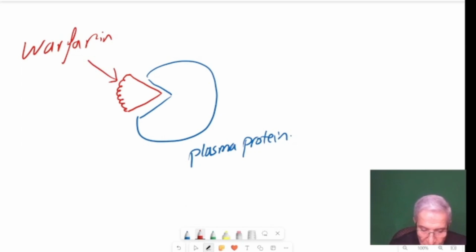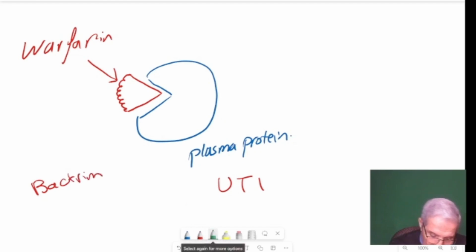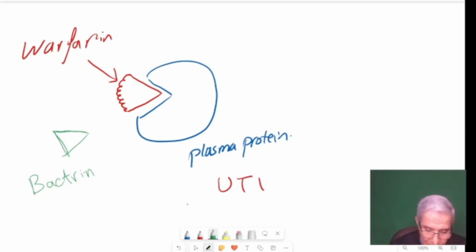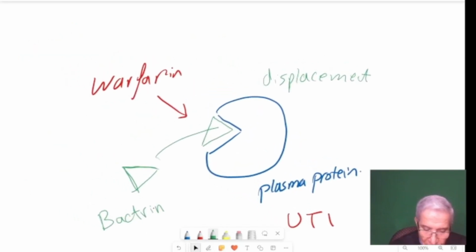Then the patient suffers from UTI, and you prescribe Bactrim. Let me change the color. You prescribe Bactrim to your patient, and this is Bactrim here. Bactrim will remove the warfarin and bind to the receptor. What happened here? We call this displacement. It removes the warfarin from the protein.